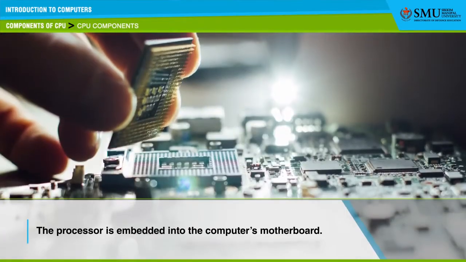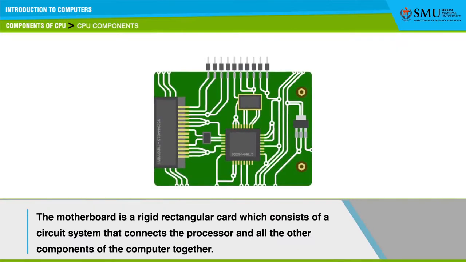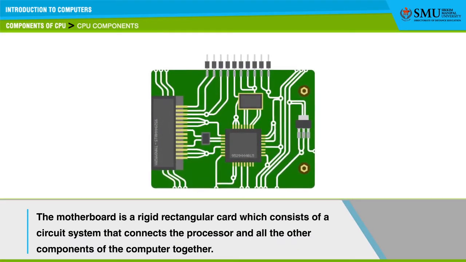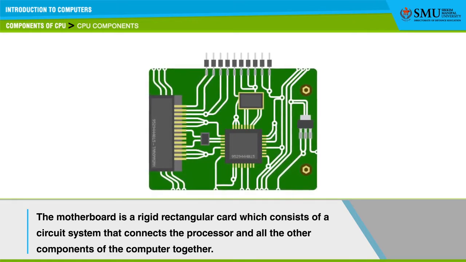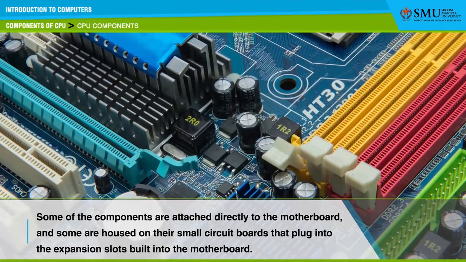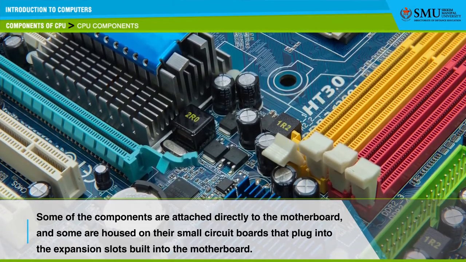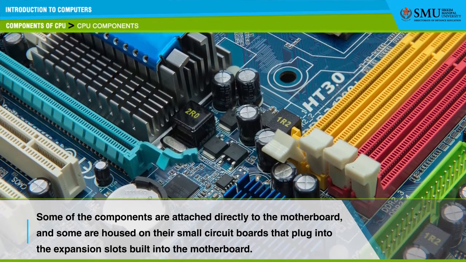The processor is embedded into the computer's motherboard. The motherboard is a rigid rectangular card which consists of a circuit system that connects the processor and all the other components of the computer together. Some of the components are attached directly to the motherboard, and some are housed on their own small circuit boards that plug into the expansion slots built into the motherboard.